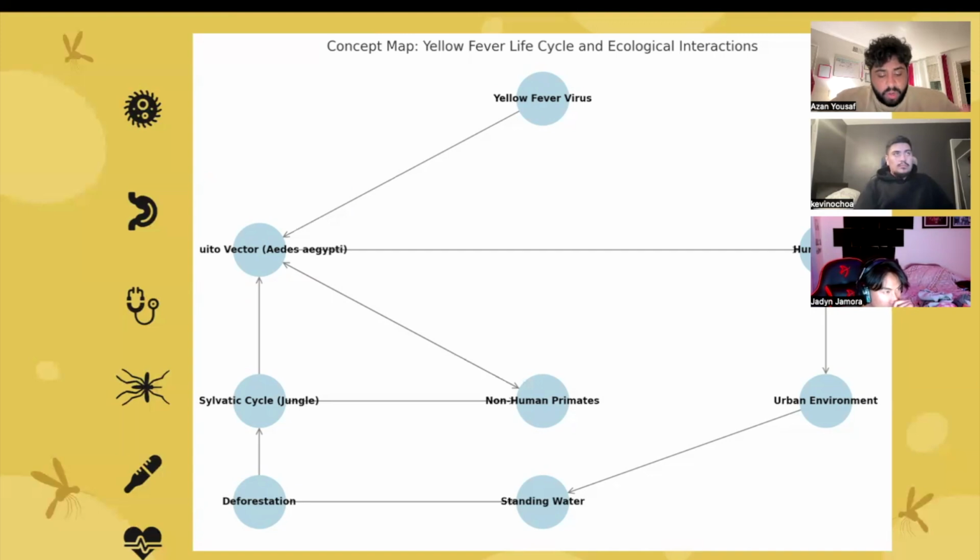The second is urban settings, where the virus shifts to human-to-mosquito-to-human cycles. That's where standing water provides breeding grounds for mosquitoes. This amplifies transmission in densely populated urban environments, creating the potential for outbreaks. Environmental factors like those discussed, deforestation and the presence of standing water, contribute to the spread by promoting mosquito breeding and increasing human contact with infected hosts.